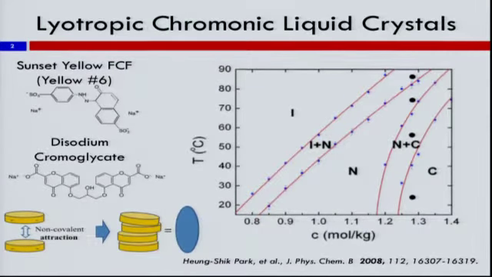The stack is anisotropic, and at high enough concentrations and low enough temperatures, these aggregates, these assemblies, will order into a liquid crystal phase. Typically, as you can see on the slide, there's an isotropic phase, N is a nematic phase, C is a columnar phase, in which the stacks actually form a two-dimensional hexagonal lattice. Also notice that there are large two-phase regions in between this. So we're going to be talking about a system where the ordering unit is an assembly. And it's also an aqueous system. And I think these are going to be very important because of the implications they have for biology and medicine. So we're going to be talking about sunset yellow as an example of a chromonic liquid crystal.